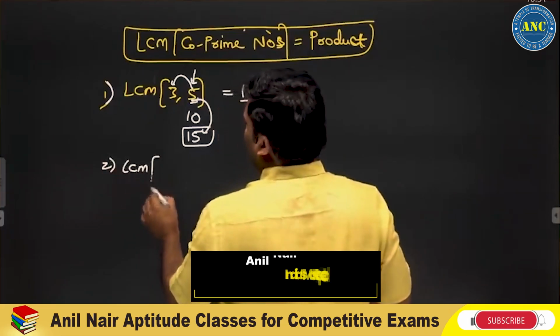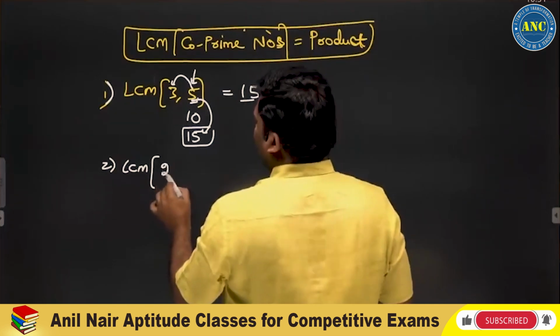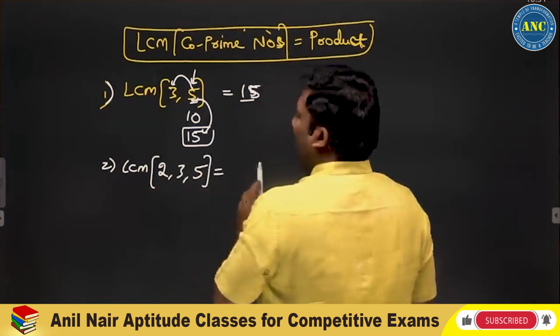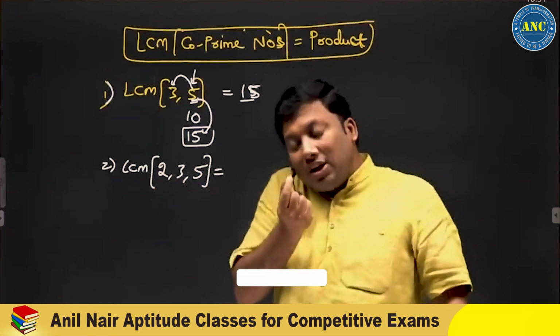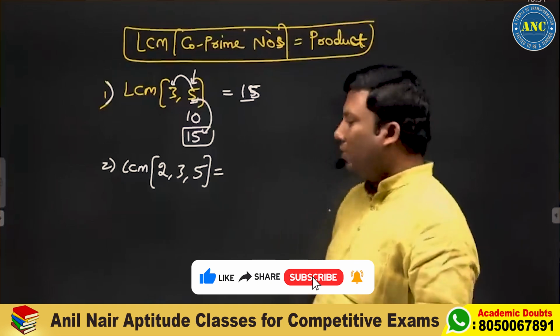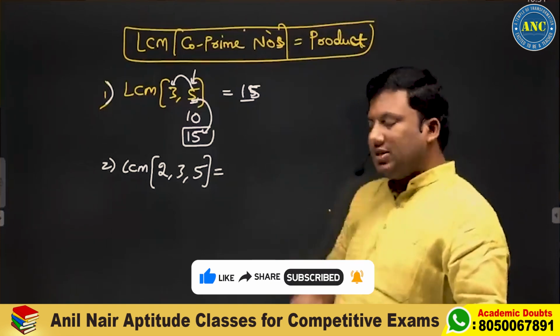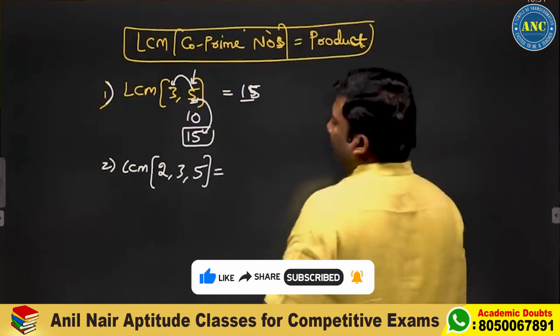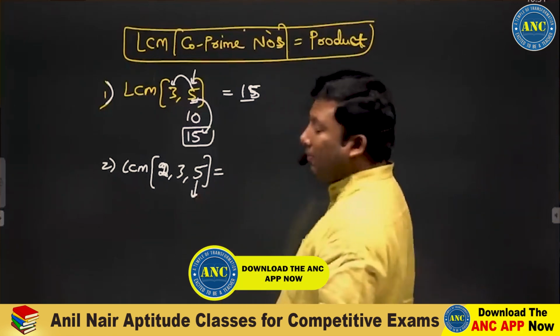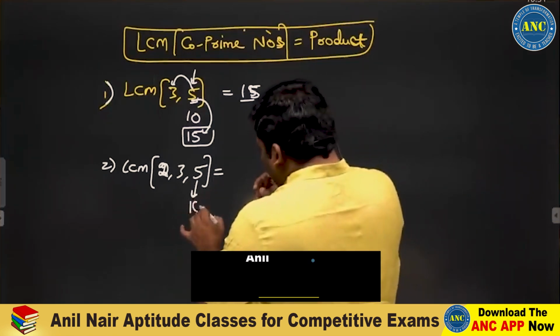Suppose the question is LCM of 2, 3 and 5. We need to understand why the LCM of co-primes should be the product. LCM of 2, 3 and 5. The largest number is 5. 5 is not divisible by 2 and 3. Next, 5 2s are 10.